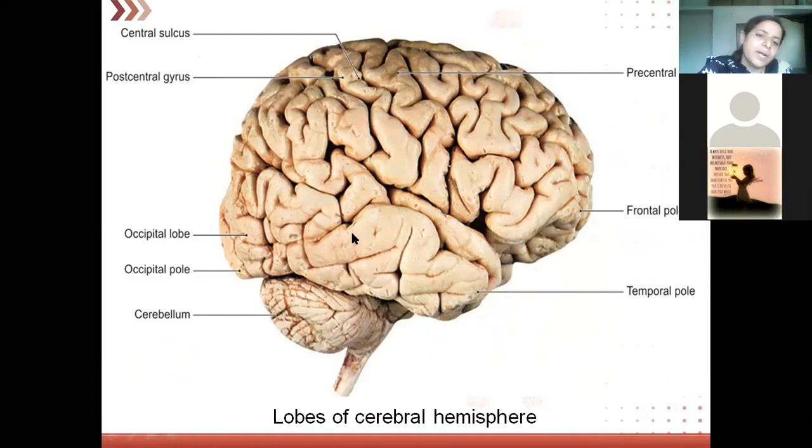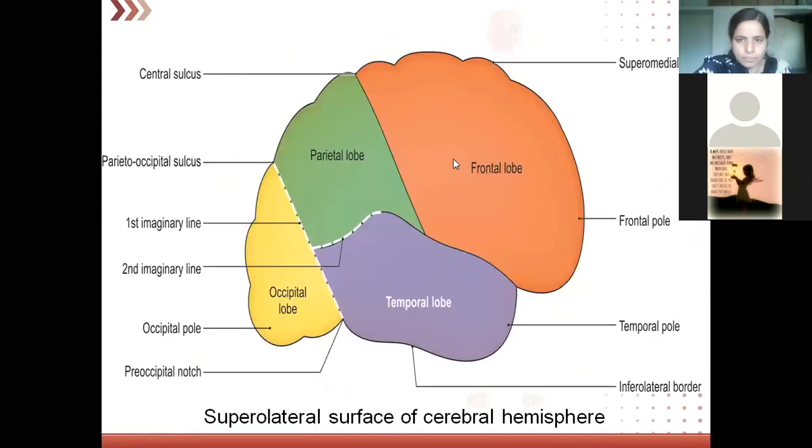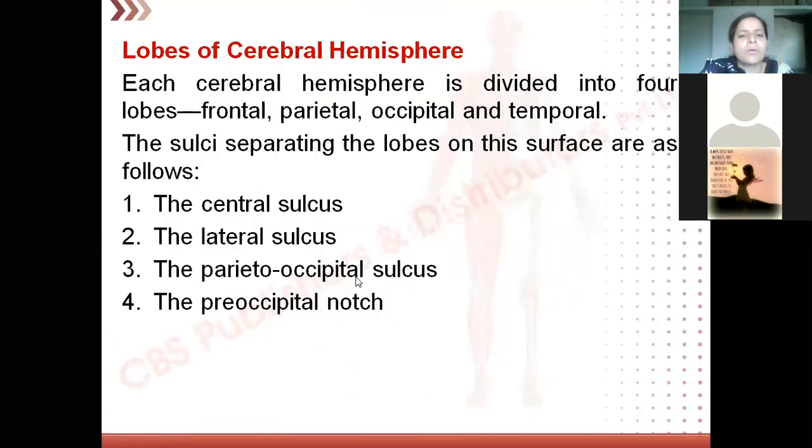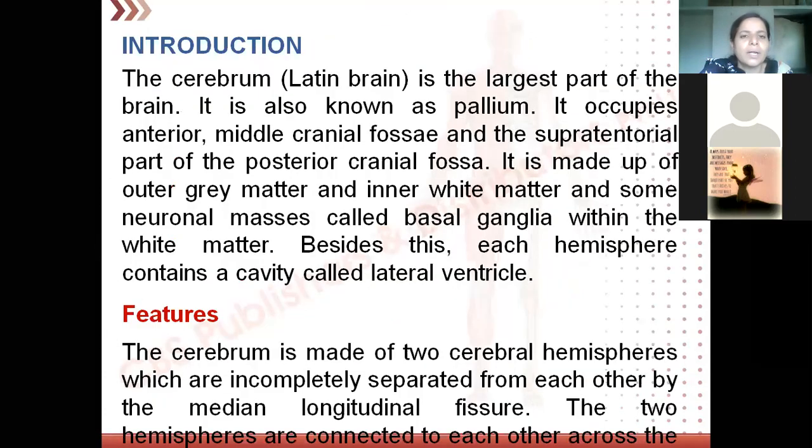Okay. So basically we have certain lobes of the brain. In the front we have the frontal lobe, at the side we have the parietal lobe, behind we have the occipital lobe, and towards our ear we have the temporal lobe. So these are the four lobes. Now when you see the superolateral surface, so many further sulci and gyri will be there, which I will explain very clearly. Just let me give some introduction points before I take you to that.